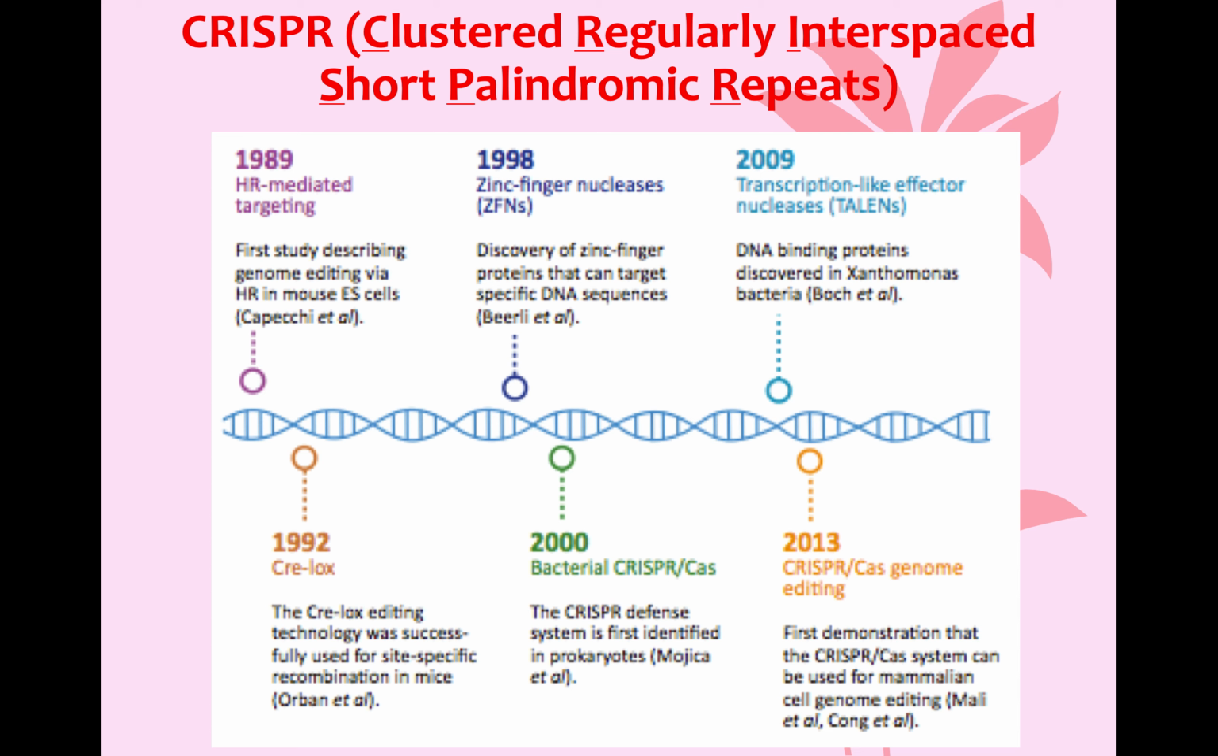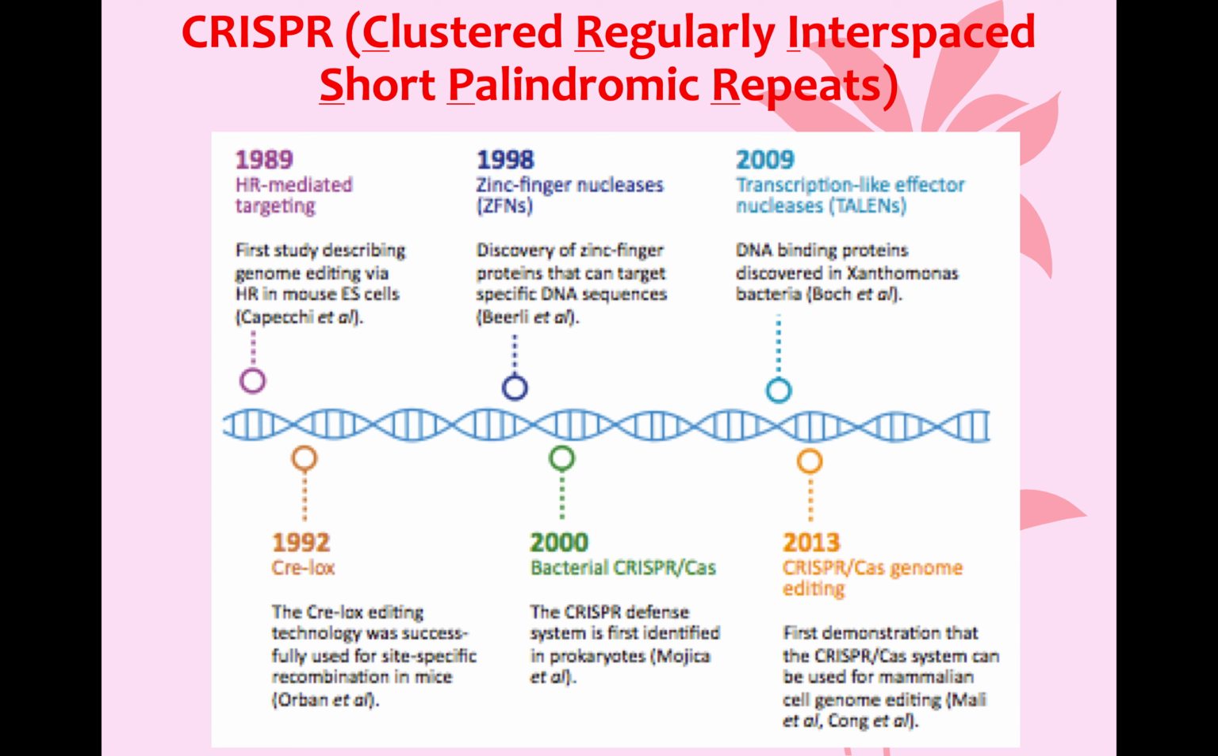replace or swap. In 1998, we have the discovery of zinc finger nucleases that could target specific DNA sequences, and this is basically the core of CRISPR later on, because for CRISPR, it is important that the defective DNA sequence is cut. Two years later, in 2000, bacterial CRISPR/Cas was first identified in prokaryotes, and it has actually been discovered in a lot of other organisms since.